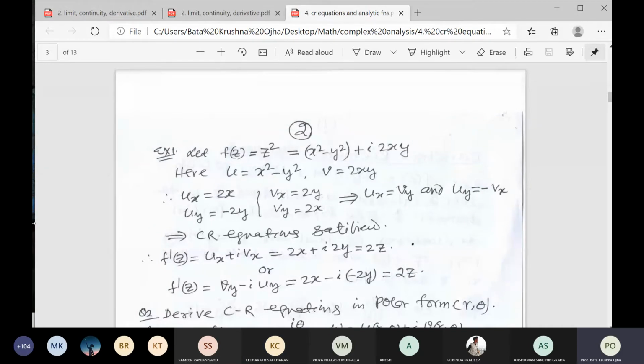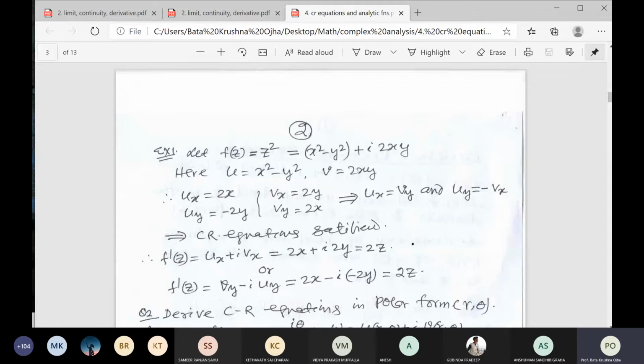So the CR equation is satisfied because, if you calculate the derivatives, when you find the derivative with respect to x, y is treated as a constant. So u_x is equal to 2x, u_y is equal to minus 2y, v_x is equal to 2y, v_y is equal to 2x. According to the CR equation, u_x should be equal to v_y. So it is right, both values are equal to 2x. Similarly, u of y is equal to minus v_x: v of x is equal to 2y, and u of y is equal to minus 2y. So the CR equation is satisfied. You write that the CR equation is satisfied.